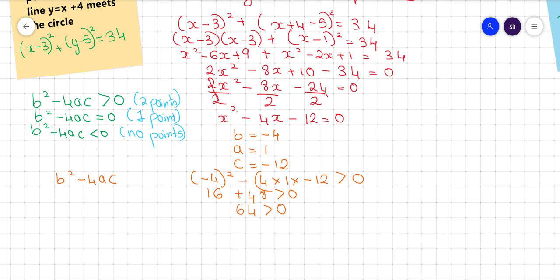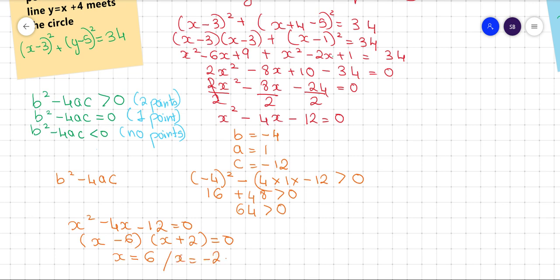Now I'll factorize this. x squared minus 4x minus 12 is equal to 0. (x minus 6) into (x plus 2) is equal to 0. These are the factors you get. Minus 6 into plus 2 is minus 12. 2x minus 6x gives you minus 4x. Therefore, the values of x are x is equal to 6 or x is equal to minus 2.